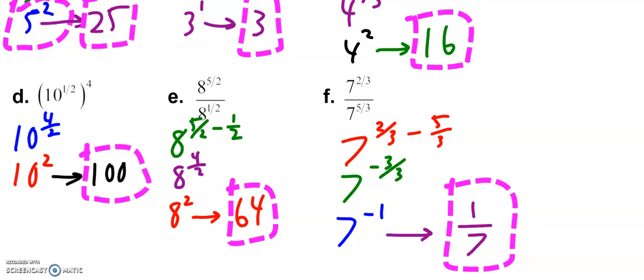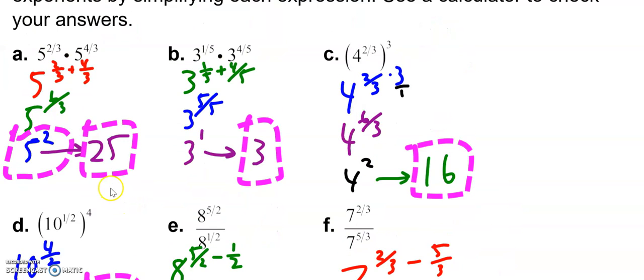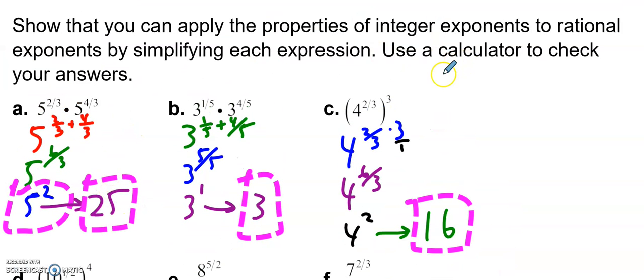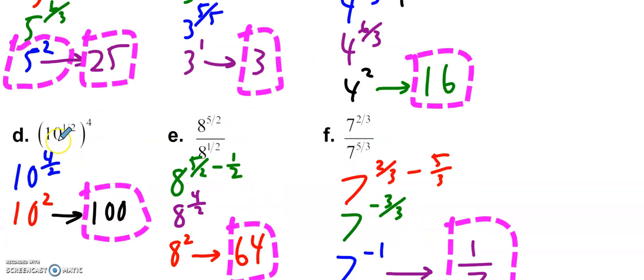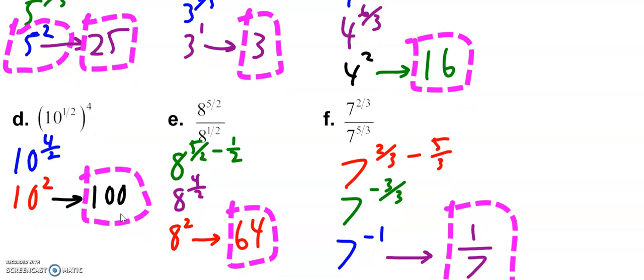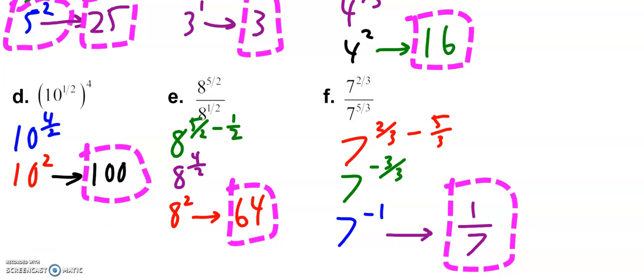All right, nice work. Oh, and one more thing, in the directions, I didn't really talk about this, but you could use your calculator to check any of these. So if you type 5 to the 2/3 times 5 to the 4/3 into your calculator, you should get 25. If I type 10 to the 1/2, close the parentheses, and then raise that to the 4th, I should get 100, and so on. So that's how we can definitely use our calculator to check these.